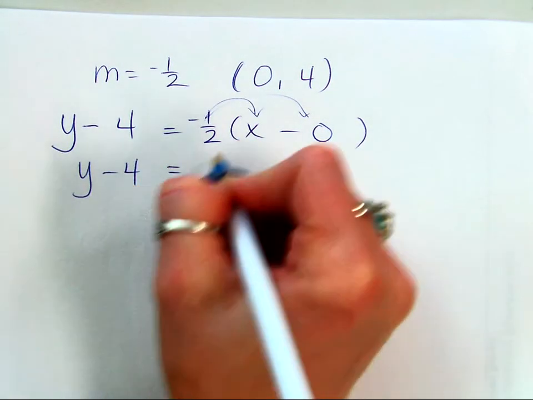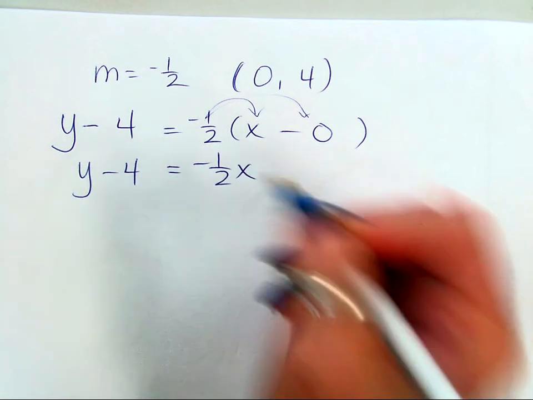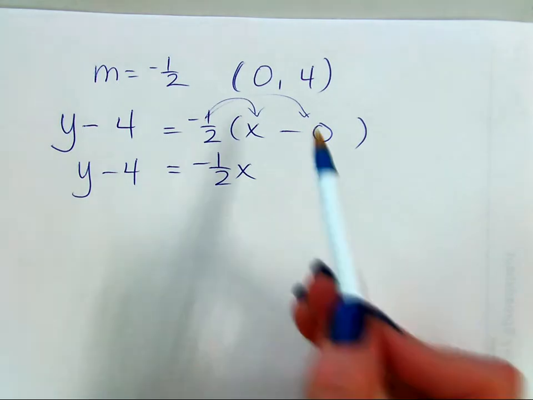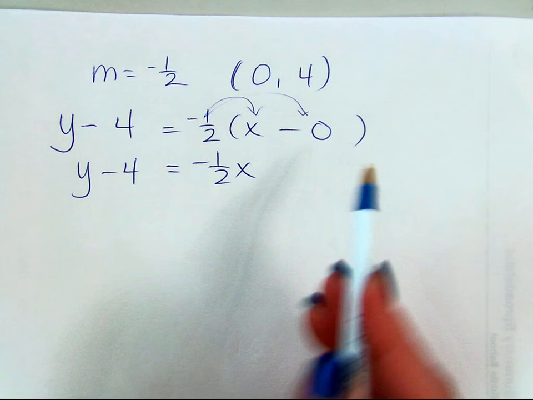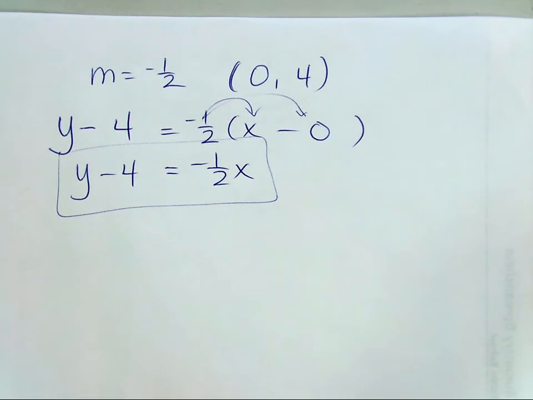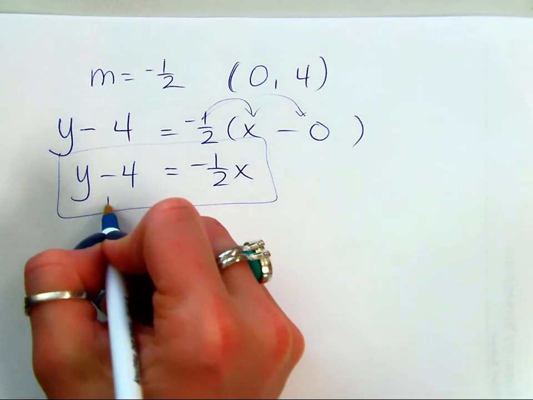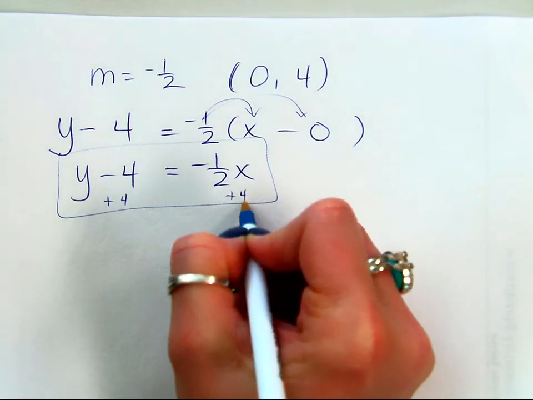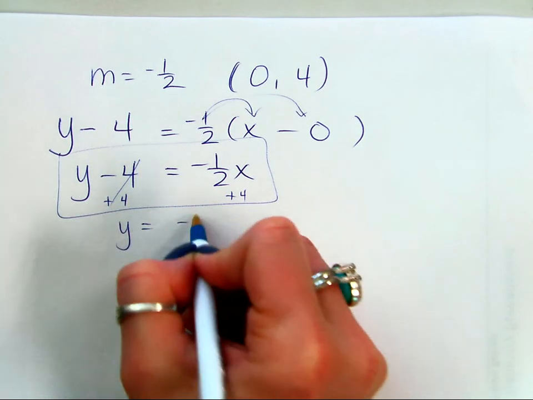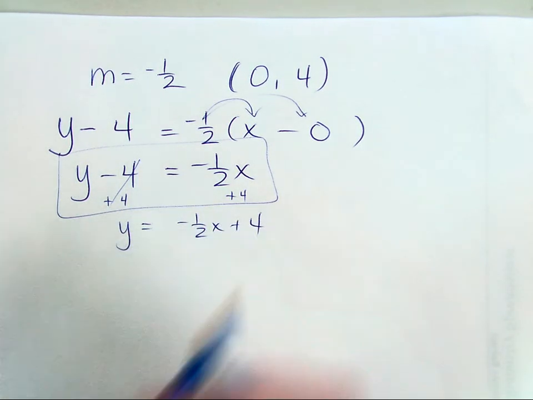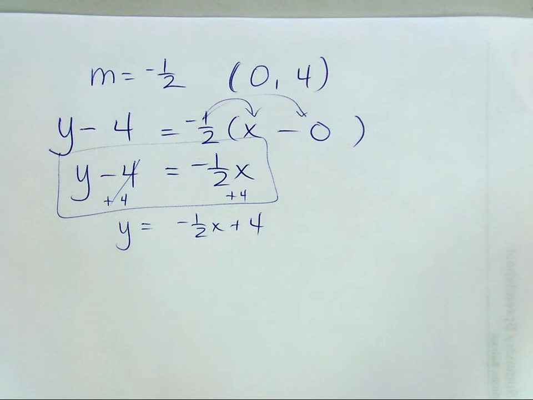When you distribute this, you get negative 1/2 x, right? And then 0 times 1/2 means nothing. Is this an okay answer too? Yes. Guess what? What I'm going to ask you to do in a couple days is put it in slope-intercept form. I'm jumping the gun here, but wouldn't that just mean, boom, now it's in slope-intercept form? That's it. That's all there is to it.